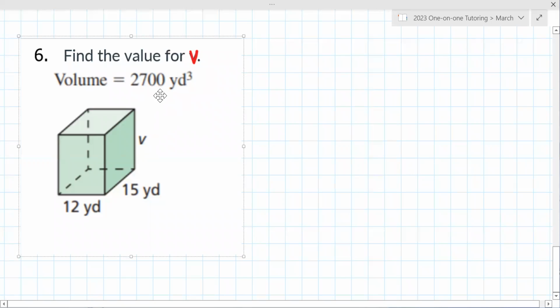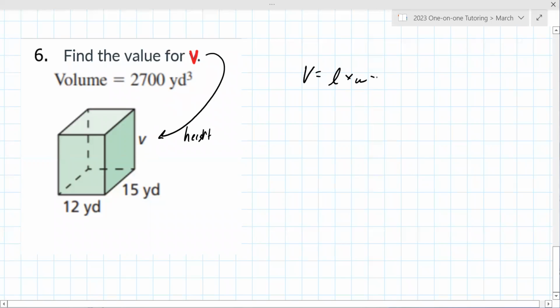All right, so find the value for V. Okay, that's a little weird. So they're saying find the height, basically. This is one of those working backwards problems. Previously, you were given the length, width, and height, and you just found the volume. Now you're given the volume, and you're given 2 of the dimensions, 12 and 15, and you have to find the missing dimension. They call it V, so we'll use that.